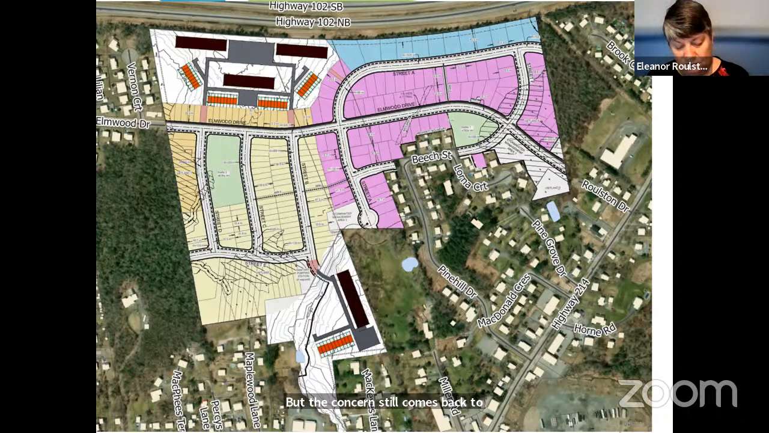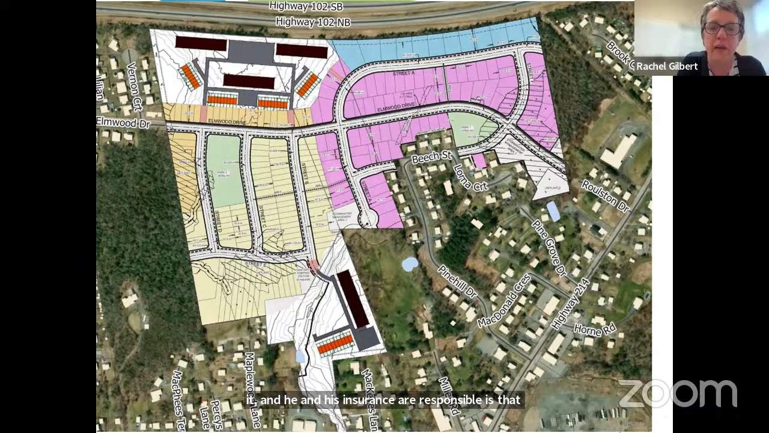But the concern still comes back to what if it doesn't work? Well, then the onus is on the folks to have enough money to hire a lawyer to sue someone and somehow prove that stormwater's worse after this than it was before. Hard to do, it's going to be difficult, it's going to be expensive. And if the development is sold out, then I hear it's on the engineer who signed off on it, and he and his insurance are responsible. Is that what I understood? Through you, Mr. Chair, yes, that would be the case.